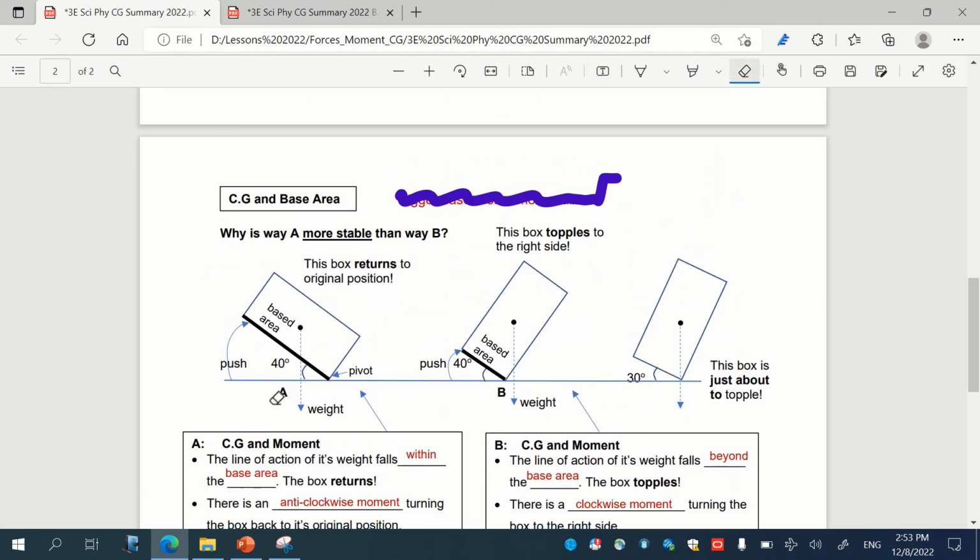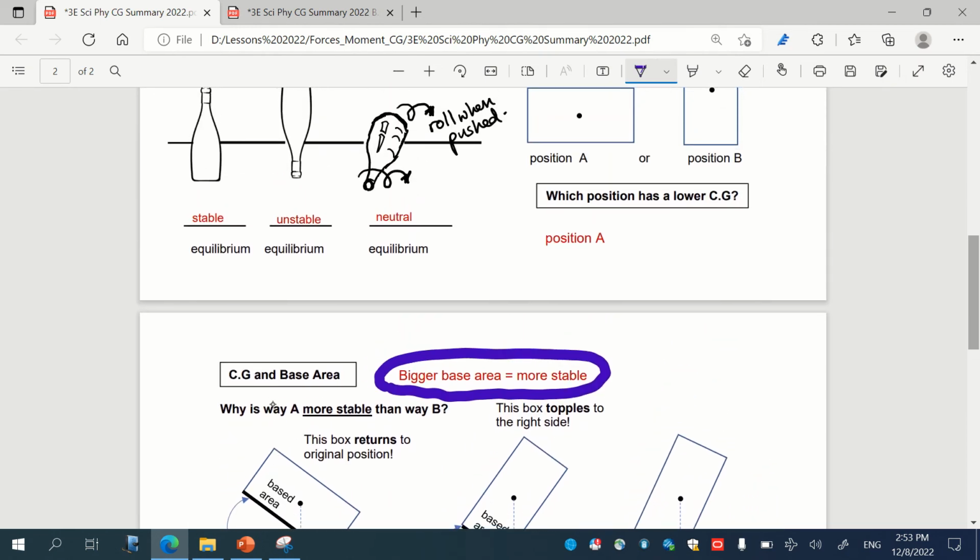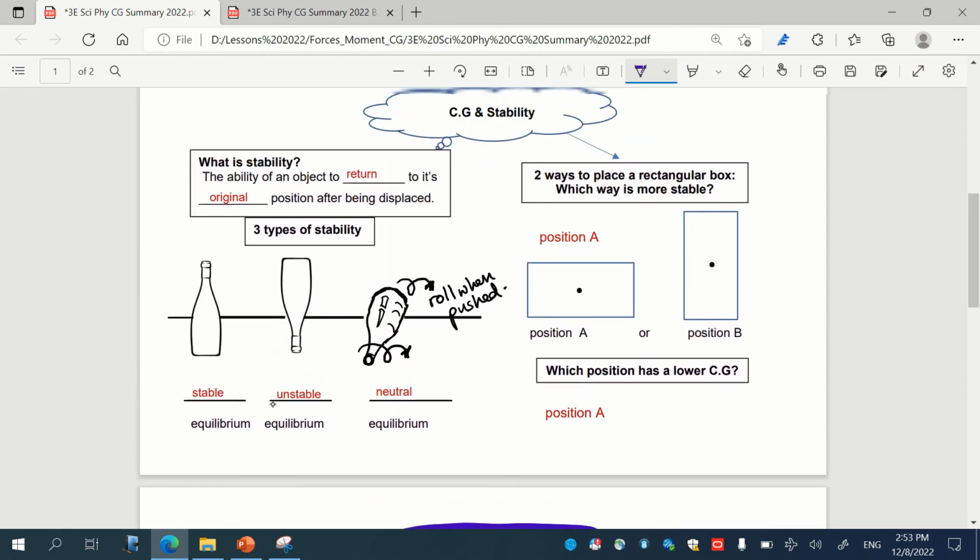You can also write this line on top by the side here. The bigger the base area, the more stable an object is. All right, the bigger the base area, the more stable an object is. Is there anything else I left off?